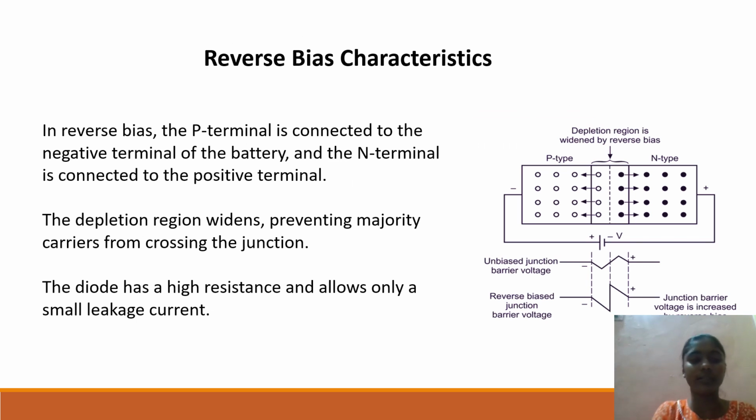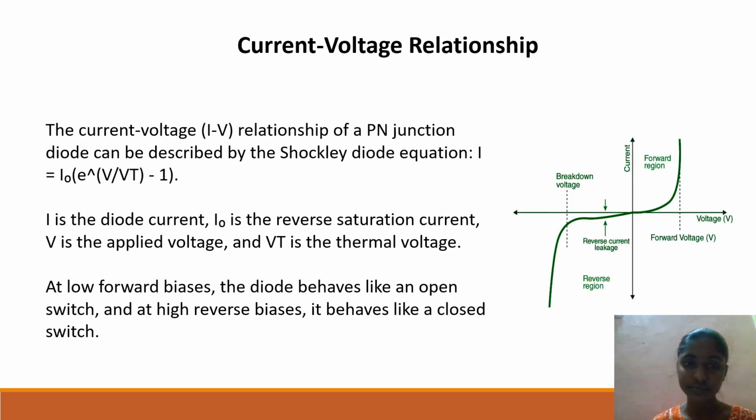Reverse bias characteristics. In reverse bias, the P terminal is connected to the negative terminal of the battery and the N terminal is connected to the positive terminal. The depletion region widens, preventing majority carriers from crossing the junction. The diode has a high resistance and allows only a small leakage current.